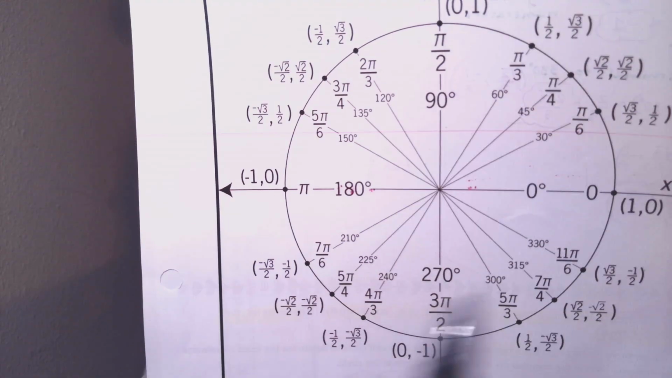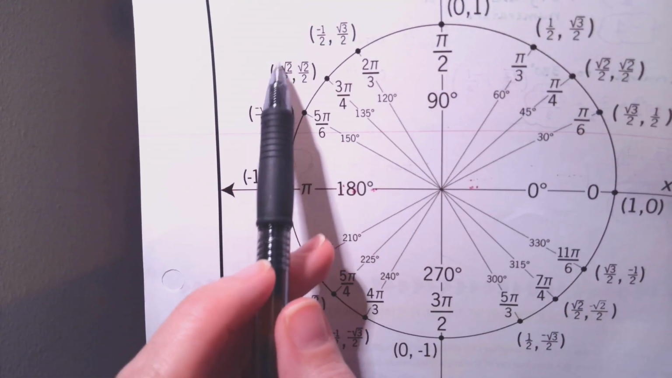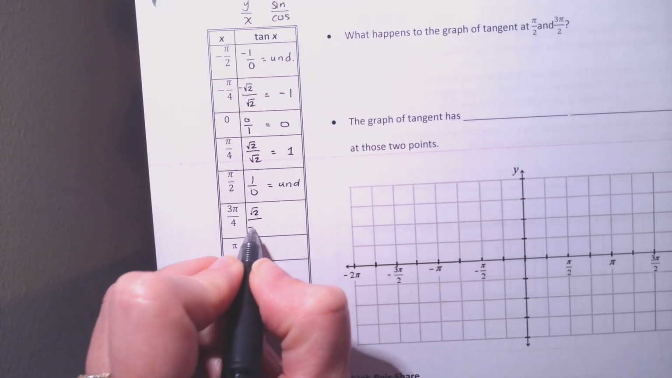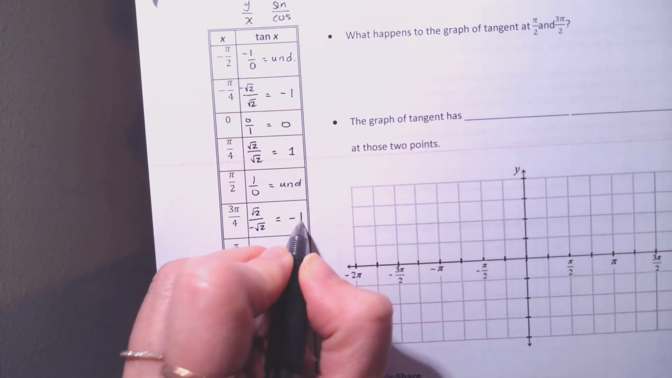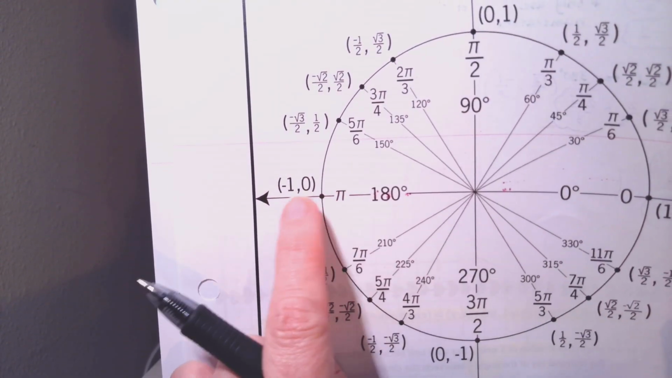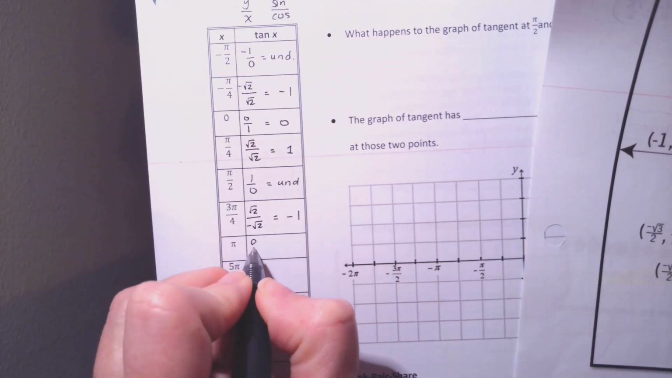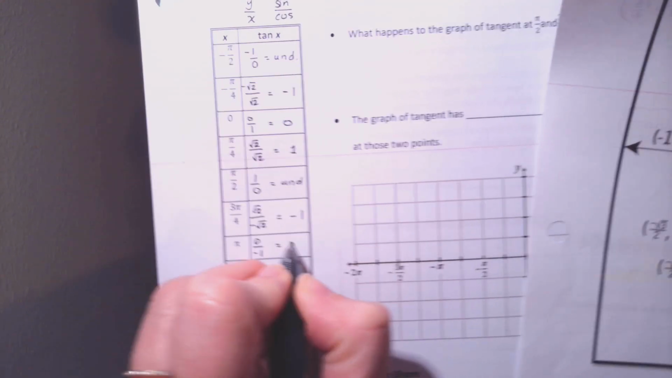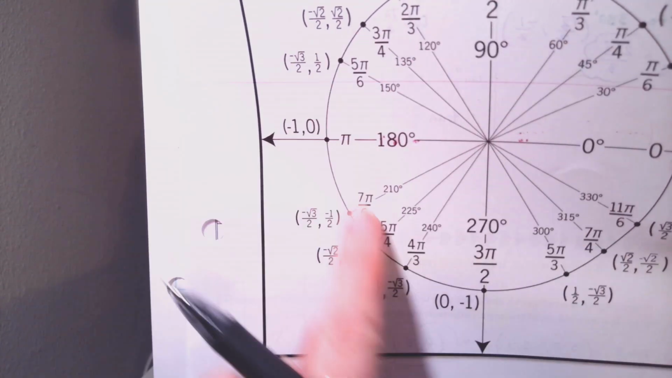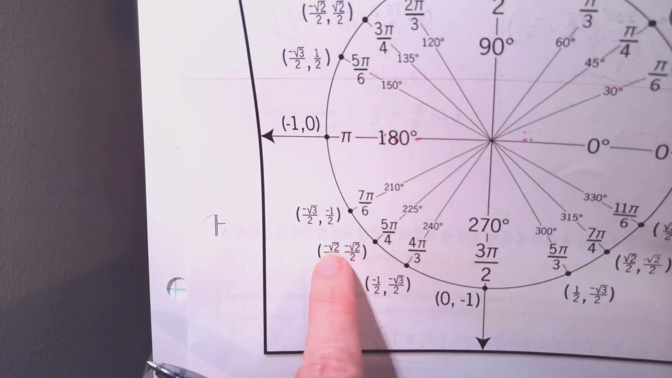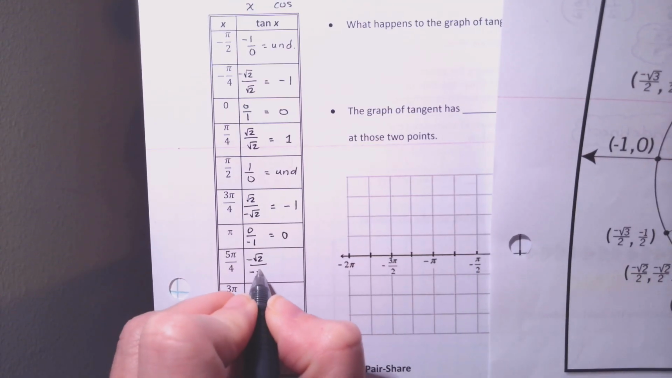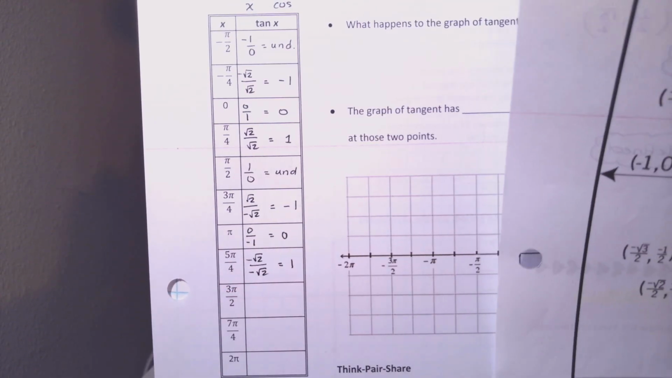And then at 3 pi over 4, that's right here, that would be root 2 over negative root 2, which would simplify to negative 1. And then at an angle of pi, like 180 degrees, if I did the y over the x, I would have 0 over negative 1, which is 0. At 5 pi over 4, way over here, negative root 2 over negative root 2. That would simplify to a positive 1.